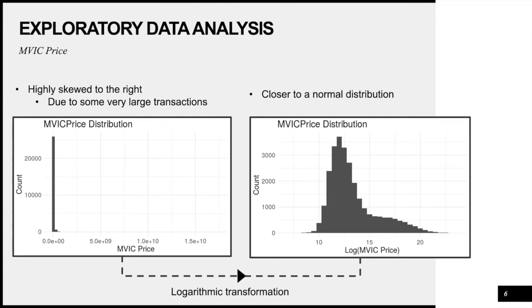The largest number of transactions are relatively small, but there are multiple transactions in the billions. Due to large differences in the prices, the distribution is highly skewed to the right. To address this issue, we can apply a logarithmic transformation to reduce the skewedness. The transformed distribution can be seen on the right.